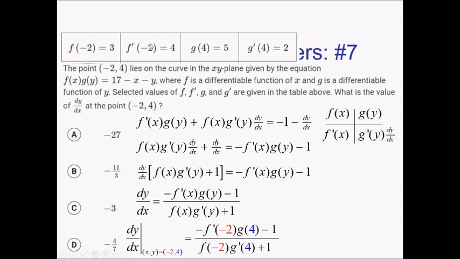F prime of -2, looking that up in the table, is 4. So this is -4. And then g of 4 is 5. So we have -4 times 5. Let's just leave it like that for now. We'll multiply it out later. Downstairs here we have f of -2. That is 3. G prime of 4 is 2. So we have 3 times 2 plus 1. And now simplifying this to get an answer choice, this is going to be -20 minus 1, so -21. And that's going to be over 6 plus 1, which is 7. So this reduces then to -3. And that is going to be answer choice C.